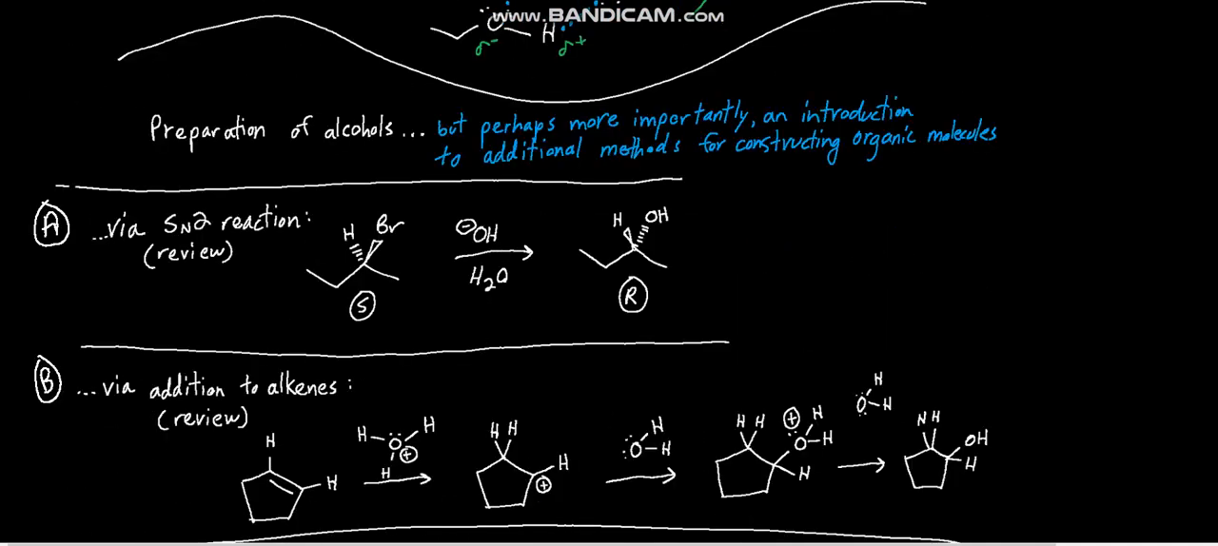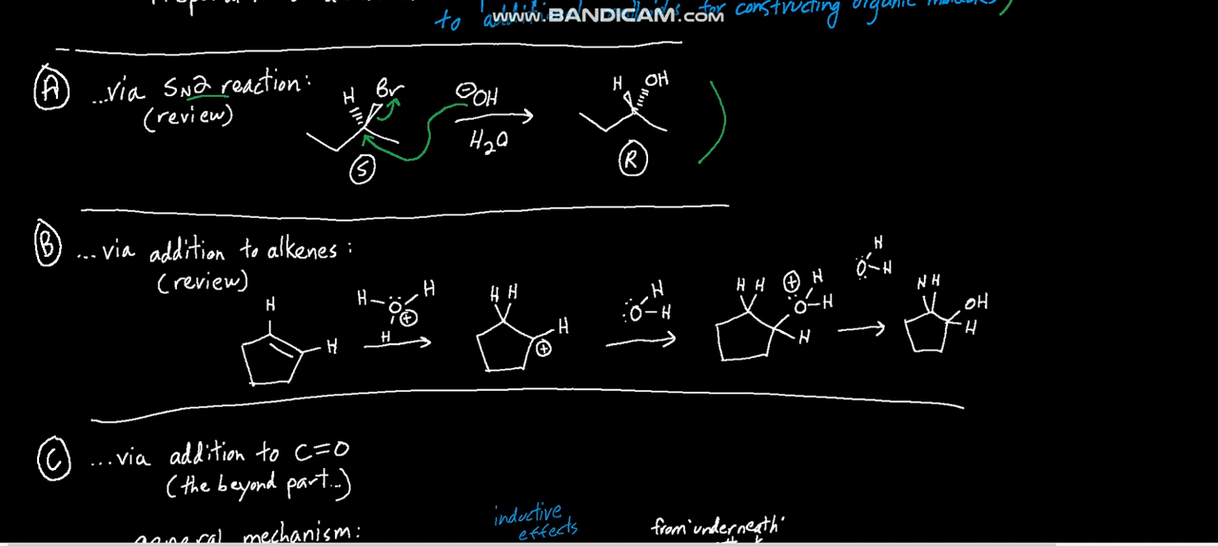Centered around the discussion of the preparation of alcohols, we talk about how to make alcohols, but more importantly, we talk about new methods for making organic molecules. So some of this is review. The SN2 reaction can produce an alcohol in this way with an oxygen nucleophile coming in and kicking off the bromine leaving group. And you see the change due to inversion of stereochemistry. So this topic we've just covered. So clearly we can make alcohols via SN2 reaction.